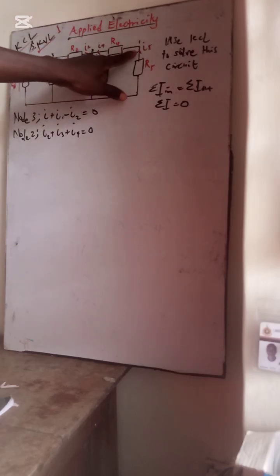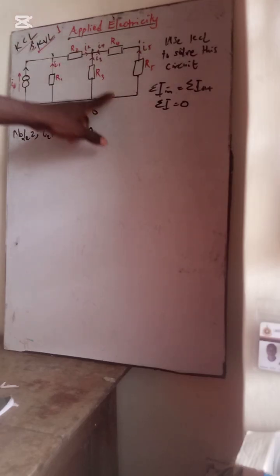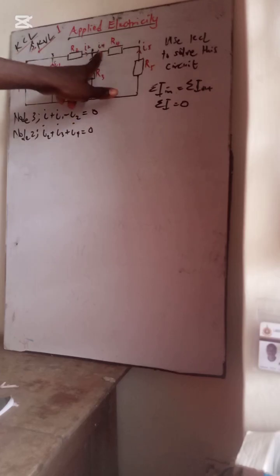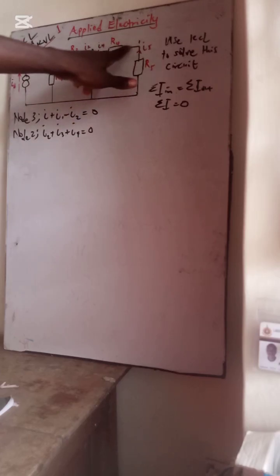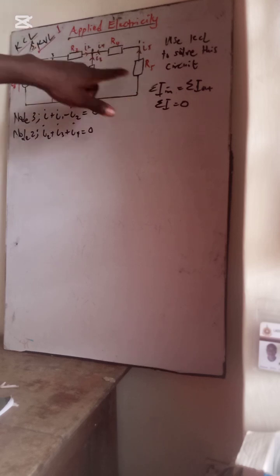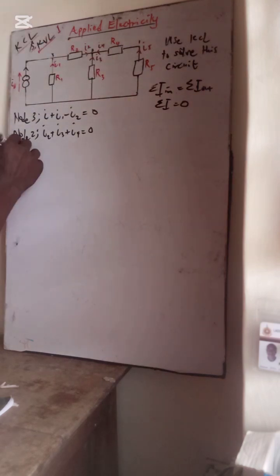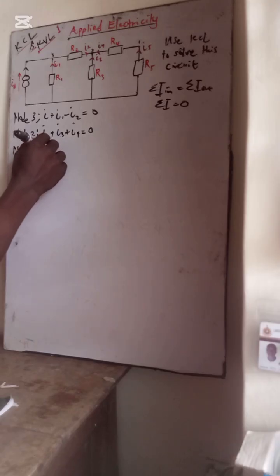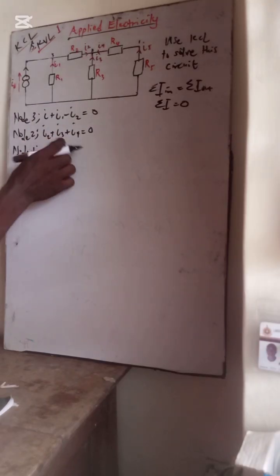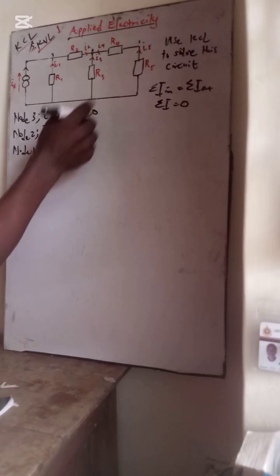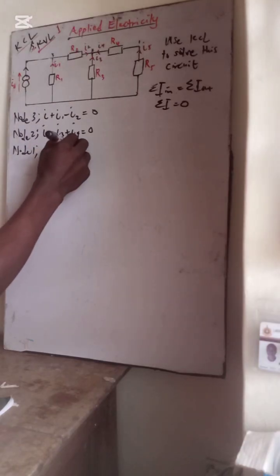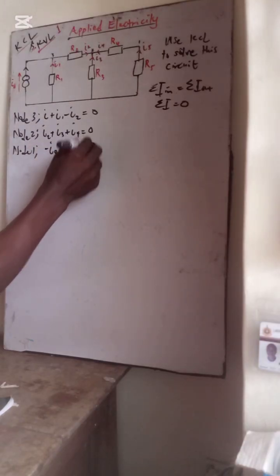Then you have for node 1. So what's happening in node 1? I4 is leaving node 1. This current is leaving. Then this one is entering node 1. Remember I said this point is the node. This I4 is leaving. So for node 1, we have I4. I4 is leaving, right? So that should be minus I4, then plus I5, because I5 is entering, is equal to 0.